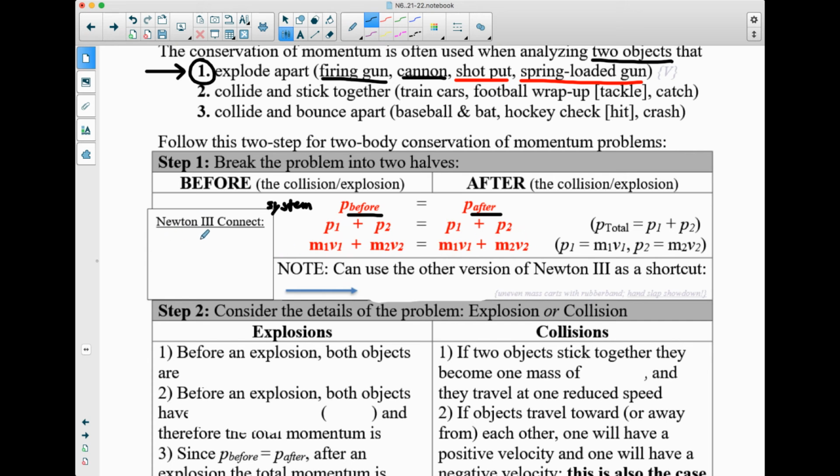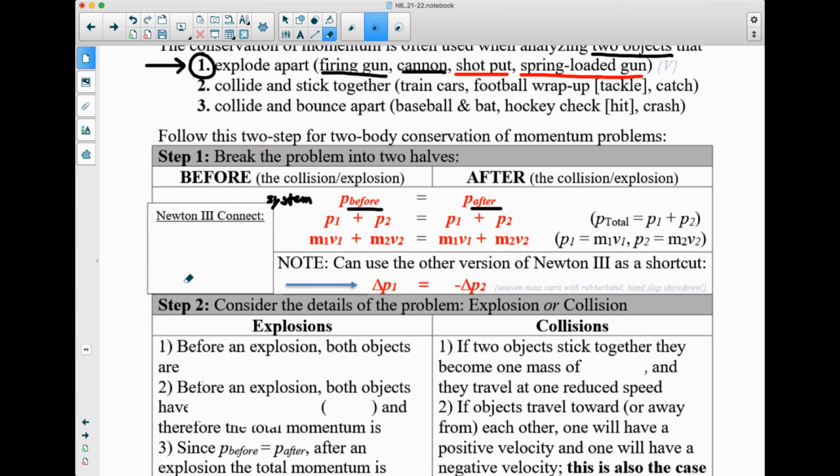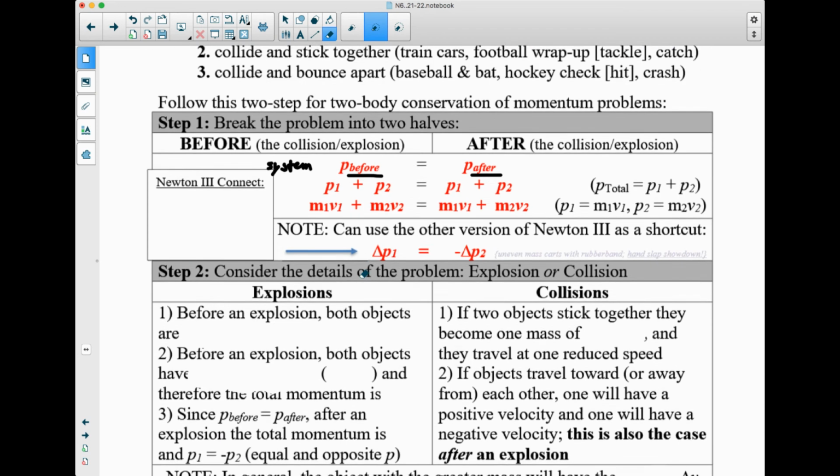Just as a reminder, Newton's third law connection: you can do this same problem using delta p1 equals negative delta p2. Don't sweat it now, this would actually work as well, but hold off on that for right now. In fact, we'll pull up the Newton 3 connection in just a second.